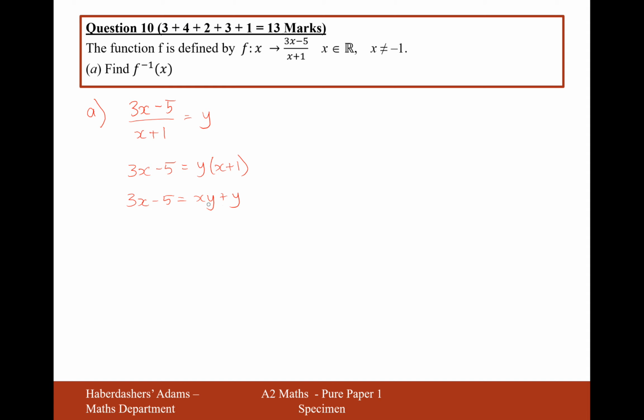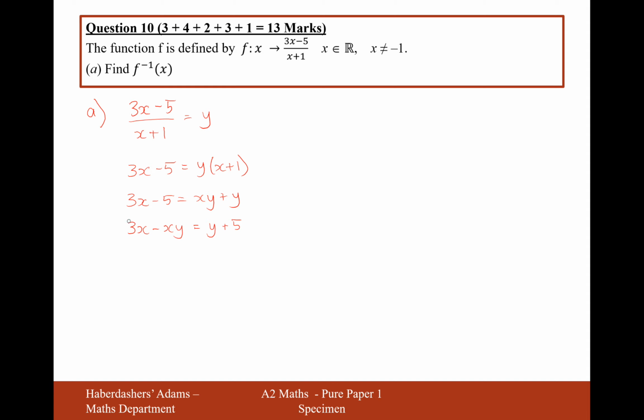And now, to make x the subject, we want to get the x terms on the same side. So I'm going to take away xy onto the right, and then anything that doesn't have an x in it needs to go on the right hand side, or whichever side you want, but in this case I'm doing left hand side to right hand side.